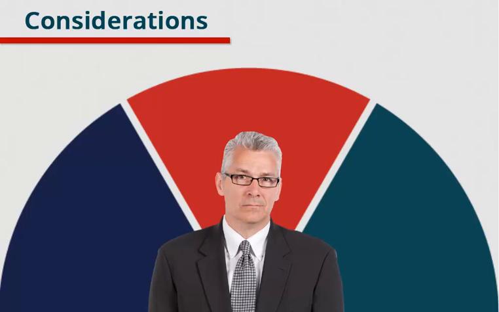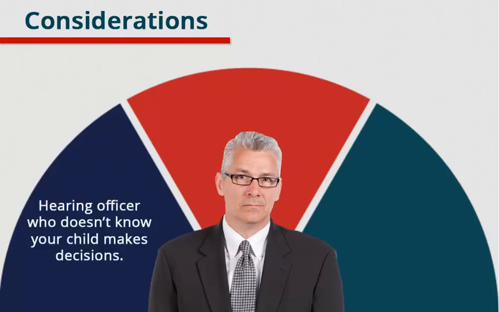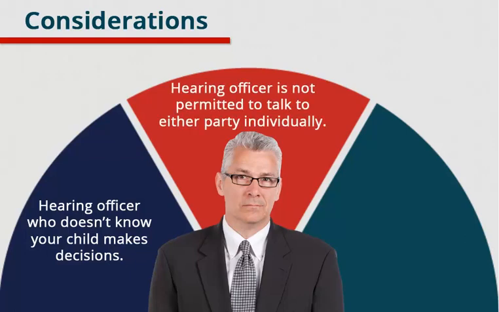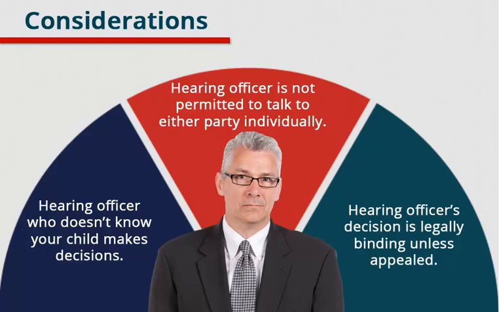In addition, in a due process hearing, a hearing officer who doesn't know your child makes the decision. To protect the hearing officer's fairness, the hearing officer is not permitted to talk to either party individually about the due process complaint or hearing. The hearing officer's decision is legally binding, even if you disagree with the outcome, unless the decision is appealed.